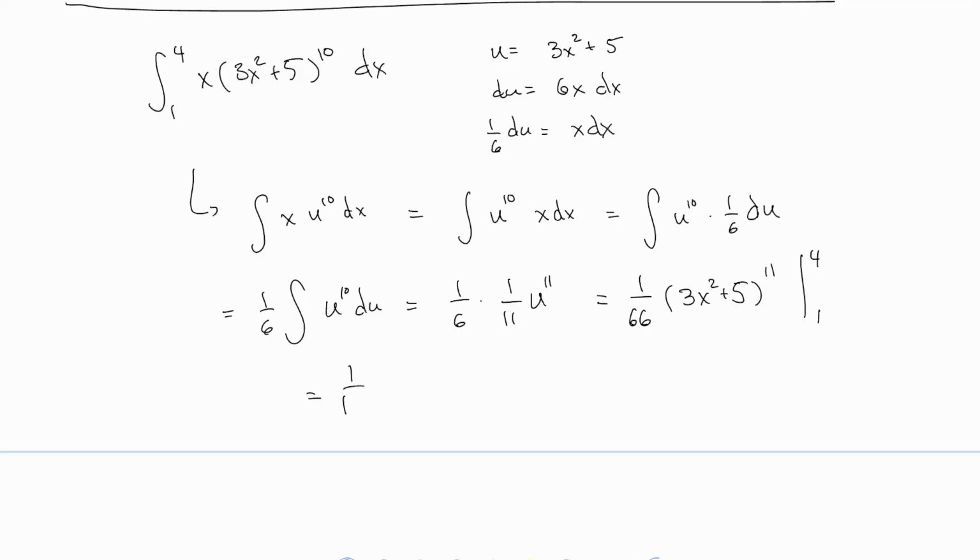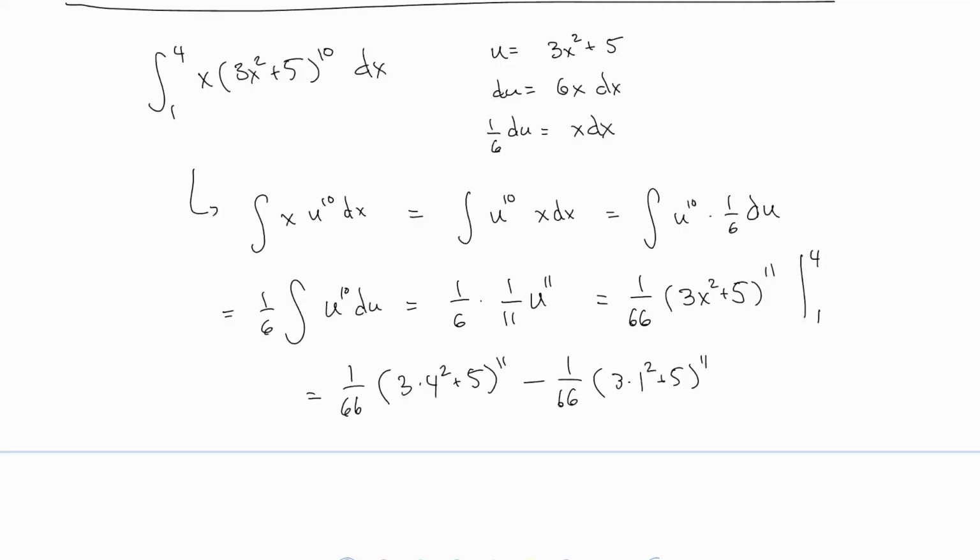Anyway, my answer will be 1 over 66, 3 times 4 squared plus 5 to the 11, minus 1 over 66. Same thing, but I plug in a 1. 3 times 1 squared plus 5 to the 11. That's it. We don't need to plug in there. Certainly not. You should not try to simplify any of this. All right. Great. Okay, this is just how to handle plugging the numbers in.